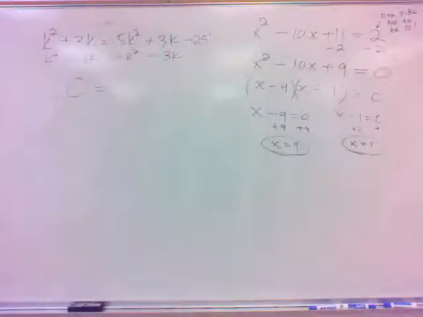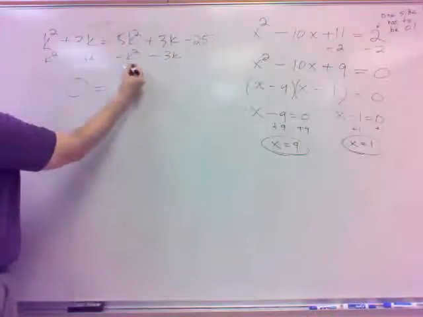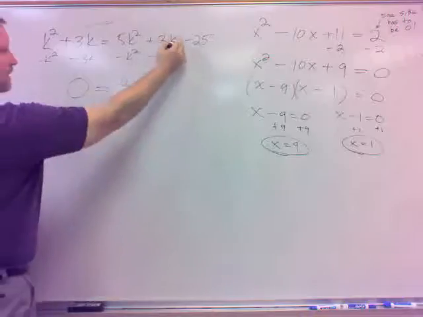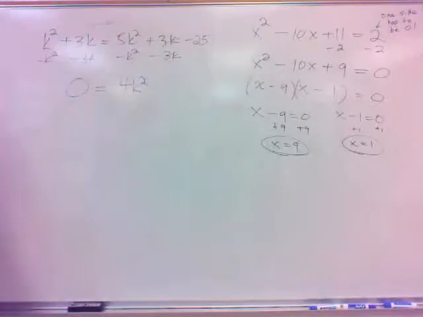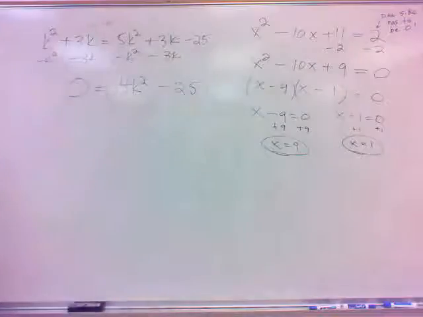With me on that? Okay, so that's what? 5k squared minus 1k squared is 4k squared. And 3k minus 3k is 0, so it goes out, and then the minus 25 is all we have left. 4k squared minus 25. Which brings up the next point.